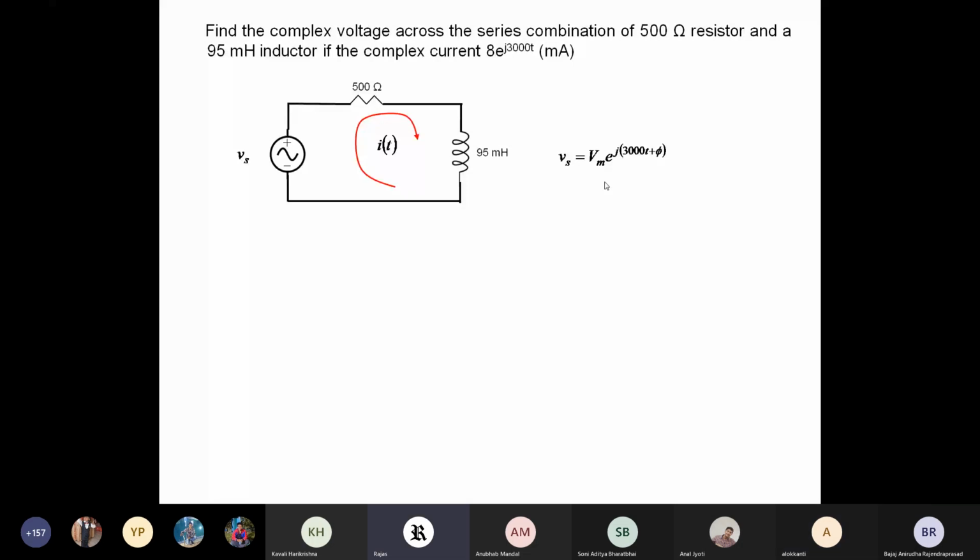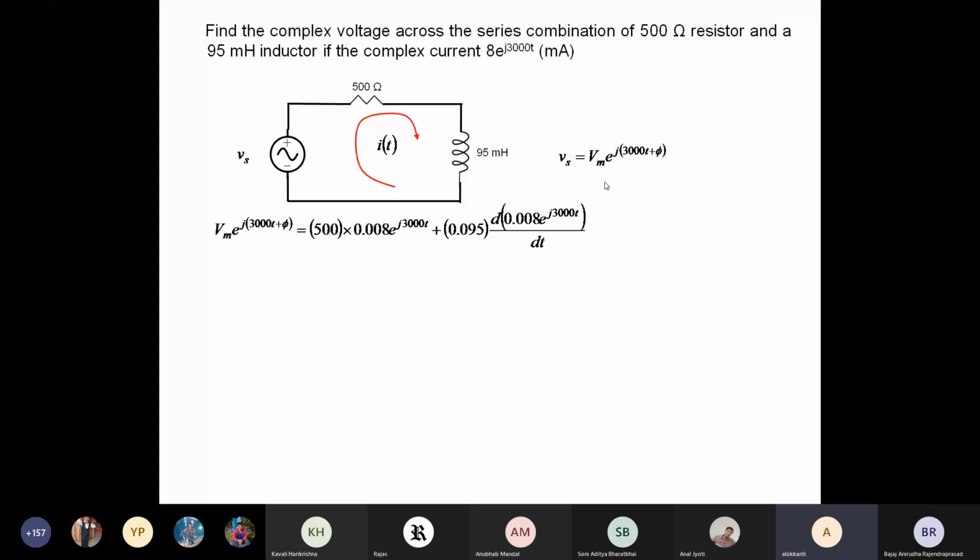Who has found it out? Sir, is phi 29.68 degrees? Yes, phi is 29.68. And Vm? 46 into 10 to the power 3. I don't think so. So you are basically writing this. 67.5? So this is the thing.